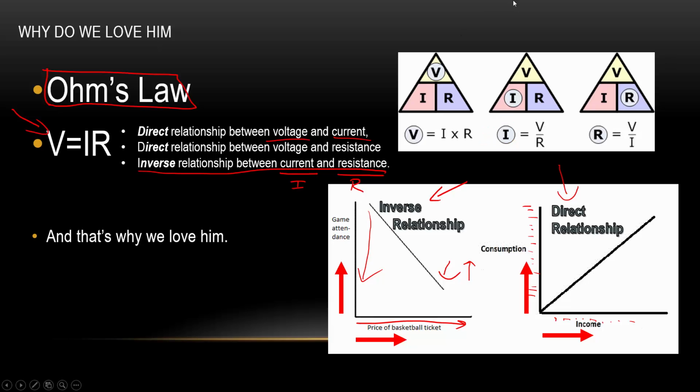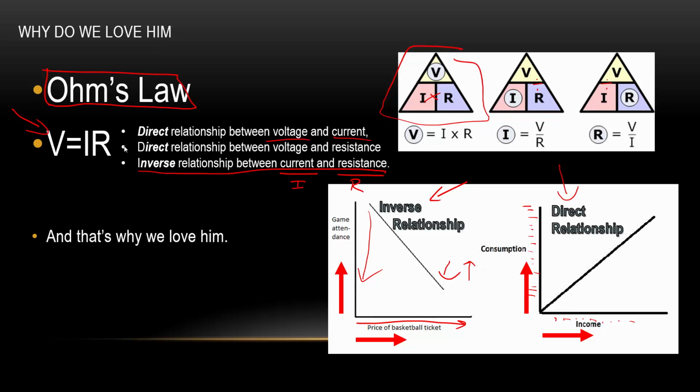And why am I showing you this picture with a triangle? It's another way to organize this formula. Just know that V equals, and then if they're next to each other, it's a multiplication, so I times R. If you're looking for I, you have V divided by R. If you're looking for R, you have V divided by I. Okay? And that's the way that this triangle works. You can memorize it any way you want.